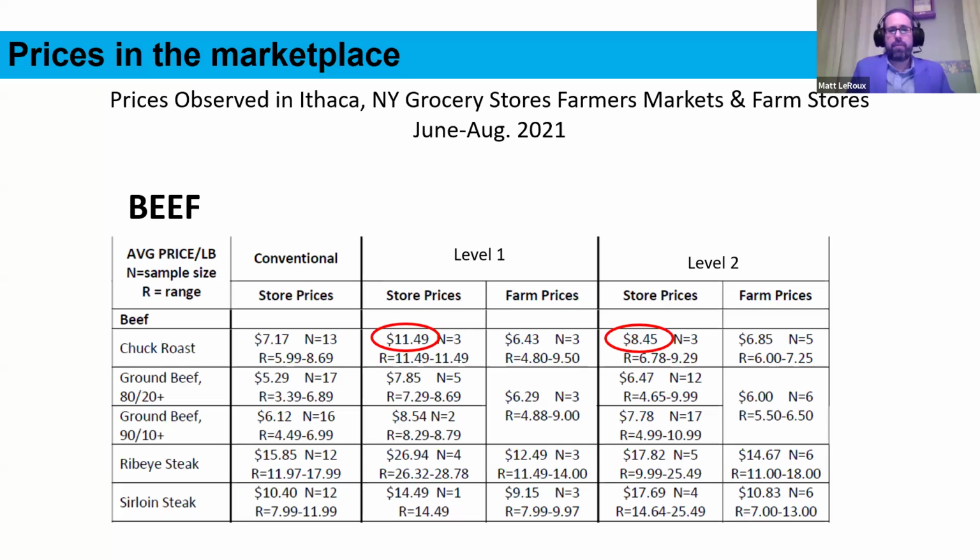Chuck roast on average was $11.49 a pound, and then the farm price for that same product was $6.43. And then when you go over to the level two, being either certified organic or 100% grass fed, the chuck roast average price at the store was $8.45, and the farmer's market average price was $6.85. So in both instances, the farm prices are lower than the grocery store prices. In fact, the farm prices are lower than the conventional products at grocery stores, which were $7.17 on average.